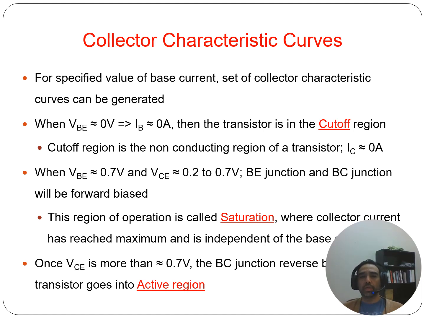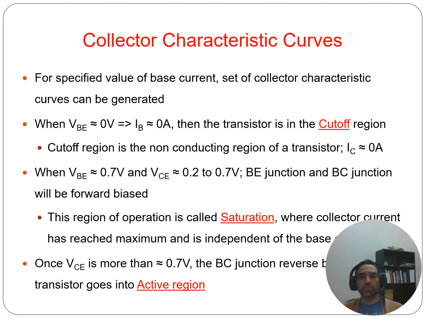All right. Then we get to the saturation region. That's when VBE is 0.7 volts and VCE is anywhere between 0.2 and 0.7 volts. And so that's when the transistor is fully on. In the saturation region, the base-to-emitter junction and base-to-collector junction are forward biased, and that just means that the transistor allows the maximum amount of current to flow from the collector to emitter. And the current isn't affected much by changes in the base current anymore.